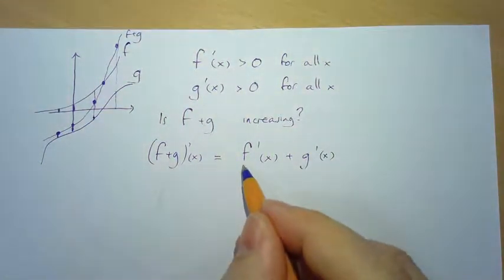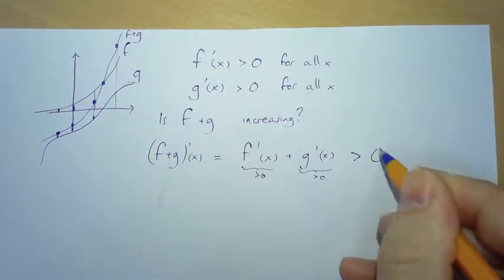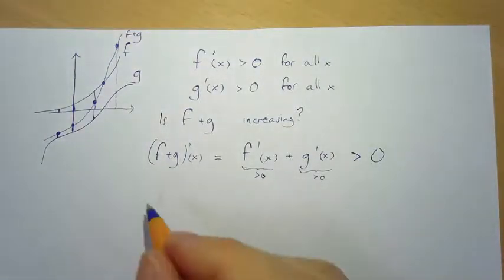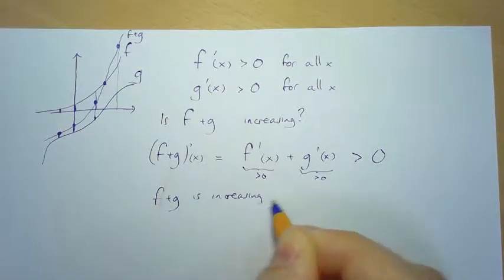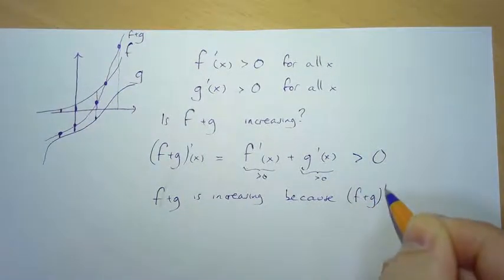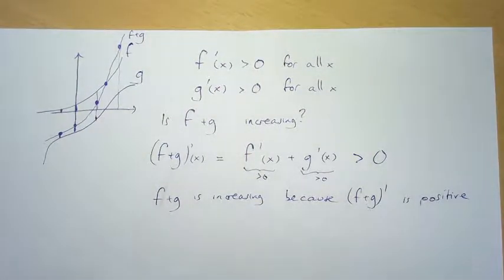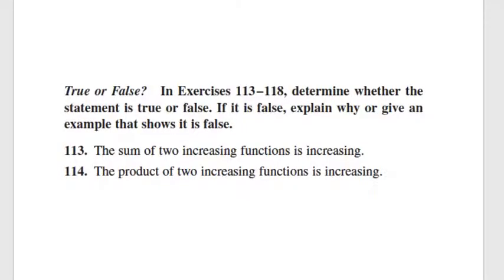So since this number here is always going to be positive and that number is always going to be positive, the whole thing is also always going to be positive. Therefore, f plus g is increasing because the derivative of f plus g is positive everywhere. Now in the next question, 114, we wonder whether the product of two increasing functions is increasing.